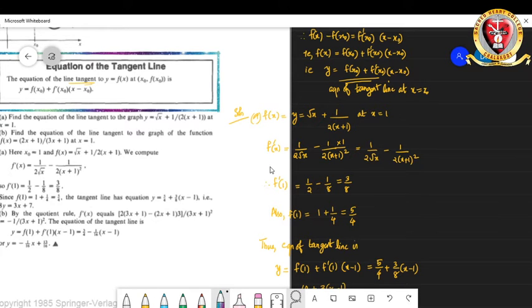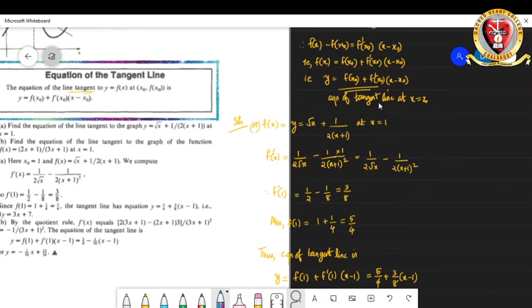So first think about the equation. This is the equation, y is equal to f of x naught plus f dash of x naught into x minus x naught, and given that x naught here is 1. So x naught is 1. Okay, so you have to find f dash of x naught, that is here you have to find f dash of 1. For that, first you have to find f dash of x.